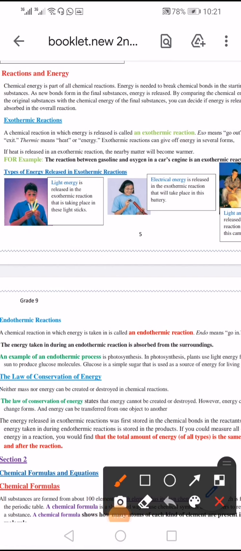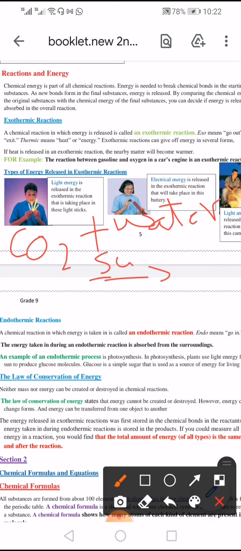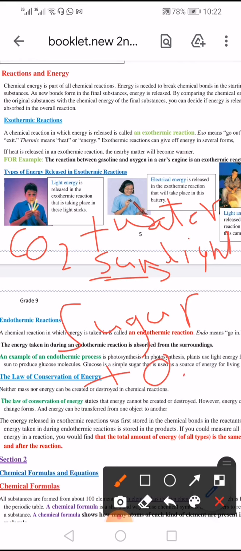In the photosynthesis process, plants take carbon dioxide from the air and water from the soil, and in the presence of sunlight, or absorbable heat from the sunlight, they turn them into sugar and oxygen. So in this reaction, what happened? For plants to make sugar and oxygen, they must absorb energy or heat from the sunlight to form sugar and oxygen.